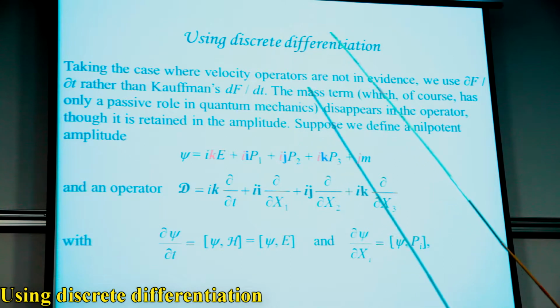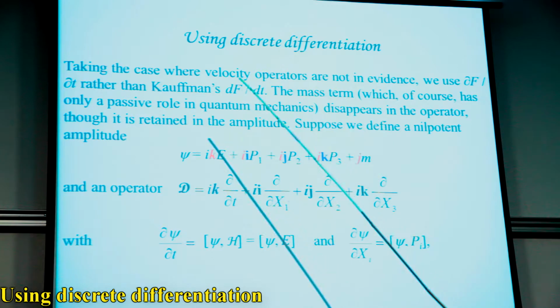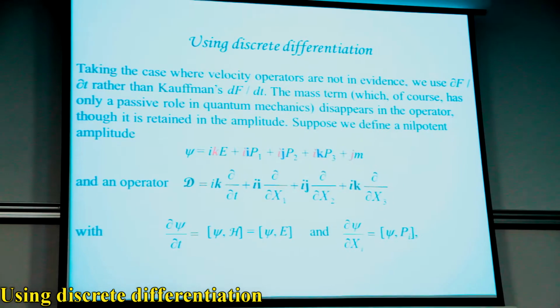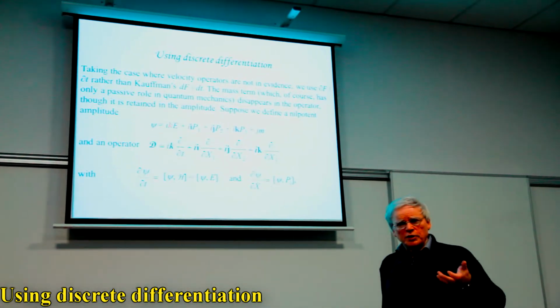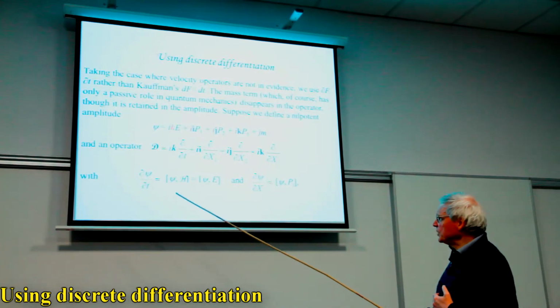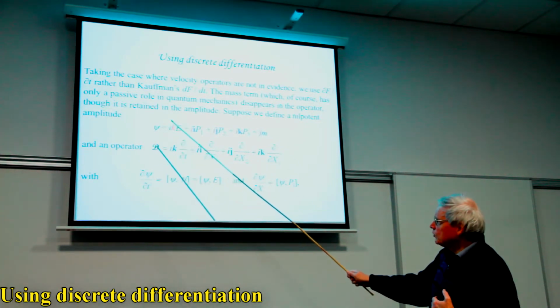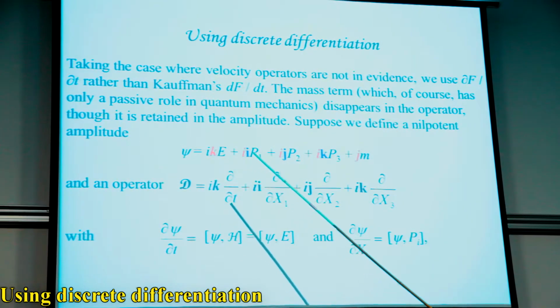So taking the case where the velocity operators are not in evidence, we can use partial df by dt. Now the interesting thing about this is that the mass term, which is really only passive in quantum mechanics, it doesn't do anything, it's just there to fill in the gap, disappears. The reason is that you take a commutator of a mass term, and because it's a scalar, it just zeros. So the whole mass term will zero in the differential operator. So a differential operator, which we're using a script D for, will look like that. It won't have a mass term.